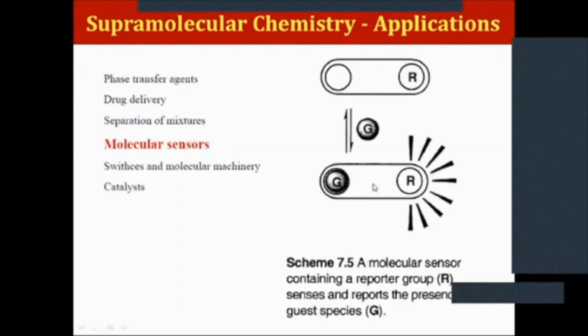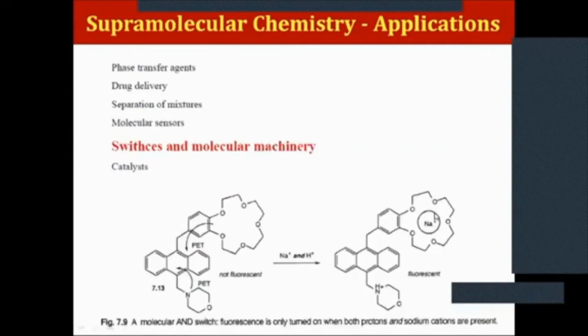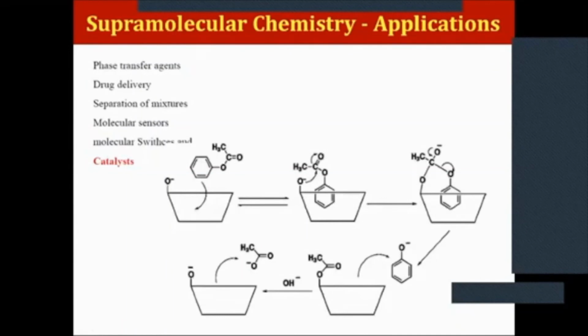And then, as I told you, the molecular sensors. This is the reporter group, the fluorescent molecules or whatever you put there, or the transducers. And this G is the guest species. Whenever the guest binds, it gives its signal, which you can measure. And this is, as I told you, the molecular switches: switch on and switch off. This is a fluorophore, and this crown can take the sodium here. When it binds sodium, this fluorophore may glow or may quench, so you can get some good results out of it. Then phase transfer catalyst, which we just saw, I'm giving you another example.